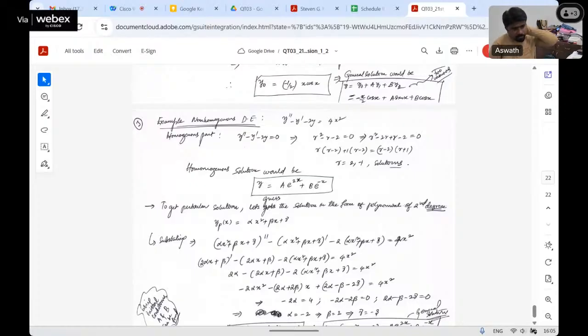Partial differential equations also, we'll see if time permits. Whatever is required for the quantum computing syllabus, I am just trying to cover. Partial differential equations, I'll see. Yeah.